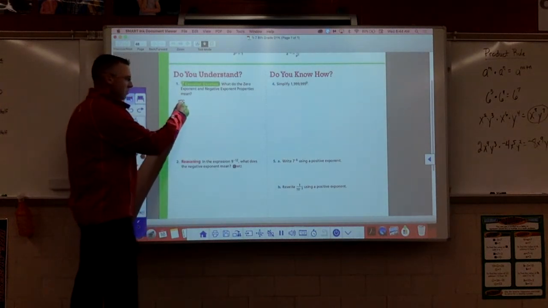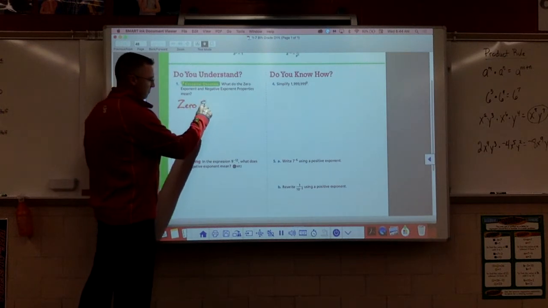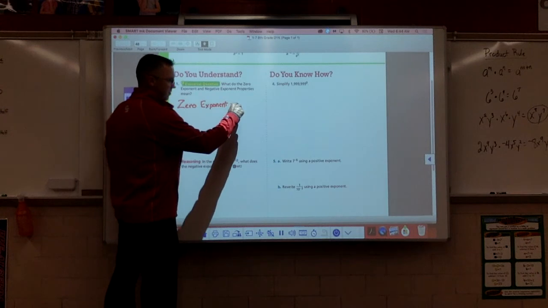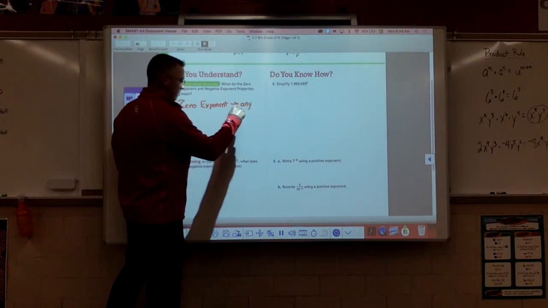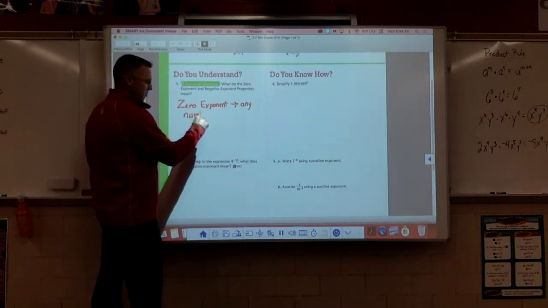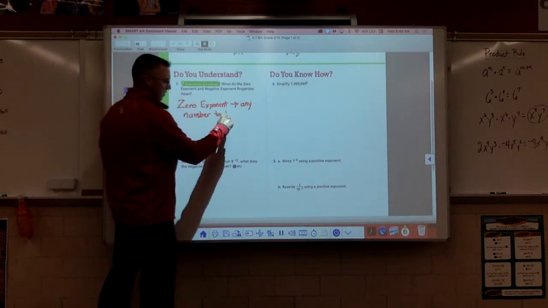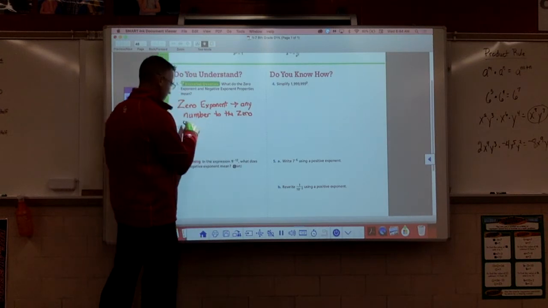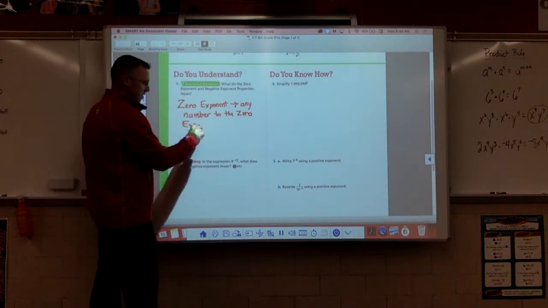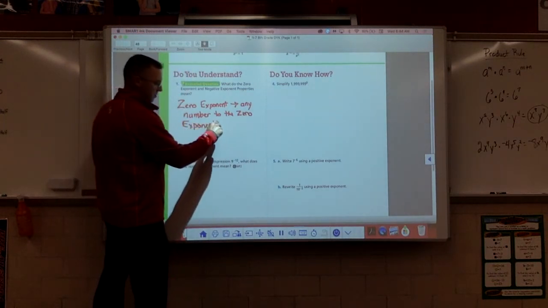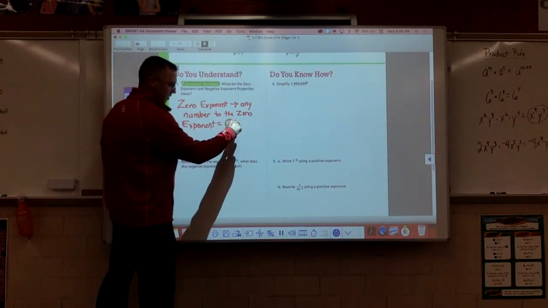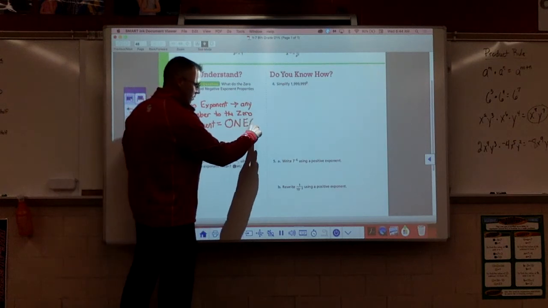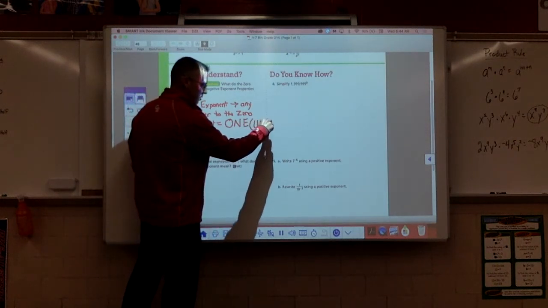Pretty simple. Zero exponent: any number to the zero exponent equals, as Mr. Fricky wrote it, the big one. I wrote Uno, too. I don't know if you guys saw that.